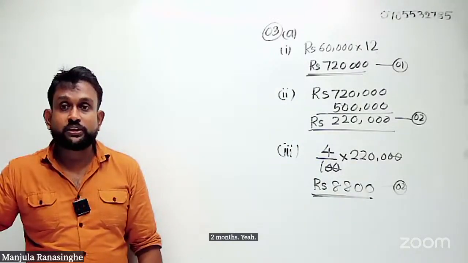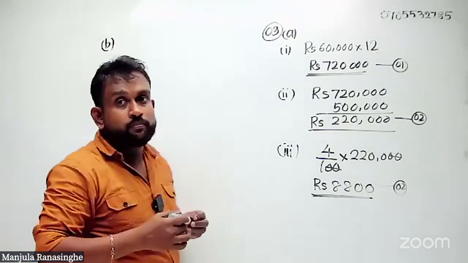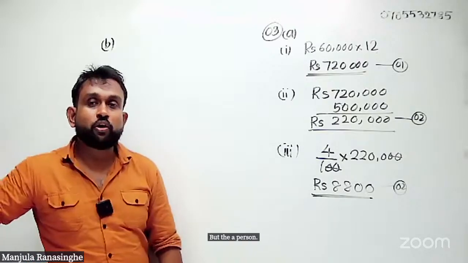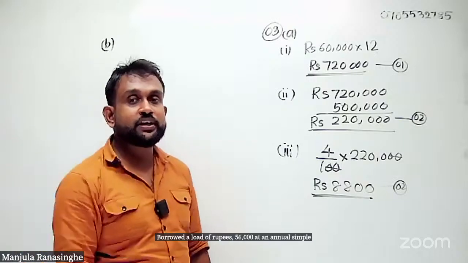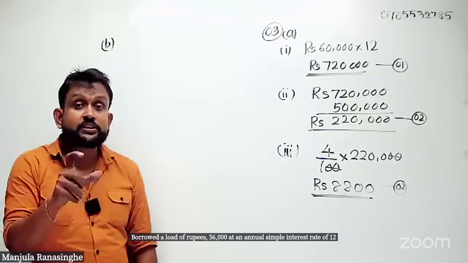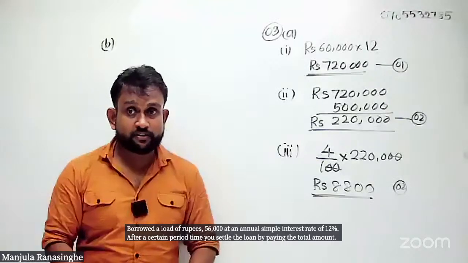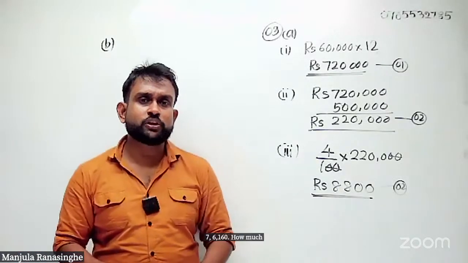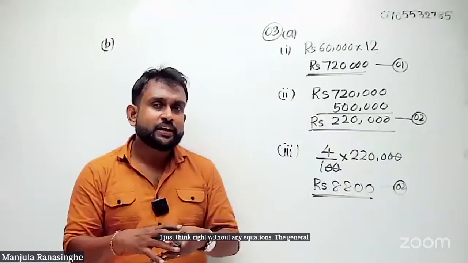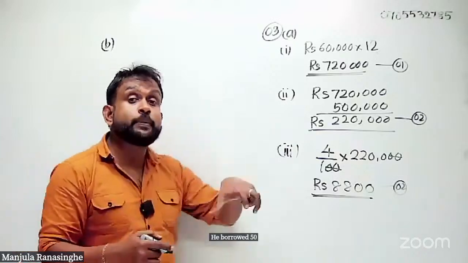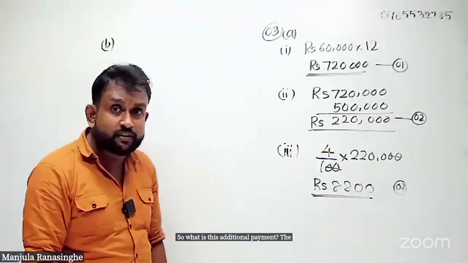Okay, now we move to part B. A person borrowed a loan of rupees 56,000 at an annual simple interest rate of 12%. After a certain period of time, he settled the loan by paying the total amount of 76,160. How much interest did he pay for the loan? Just think with common sense, without any equations: he borrowed 56,000 and repaid 76,000 something. So what is this additional payment? The additional payment is the interest.